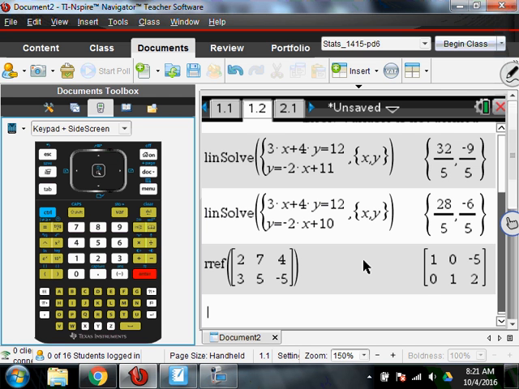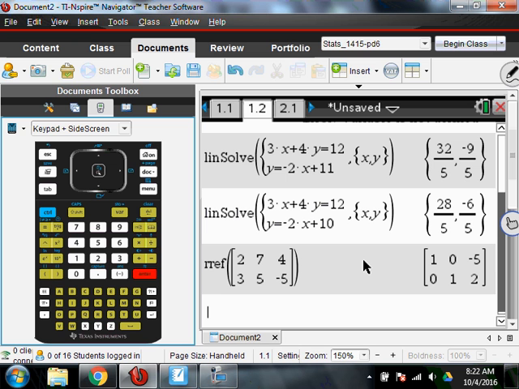So the deal is, if we're going to solve a system using matrices, what kind of form should the equations be in? Standard form, right? The equations got to be in standard form.